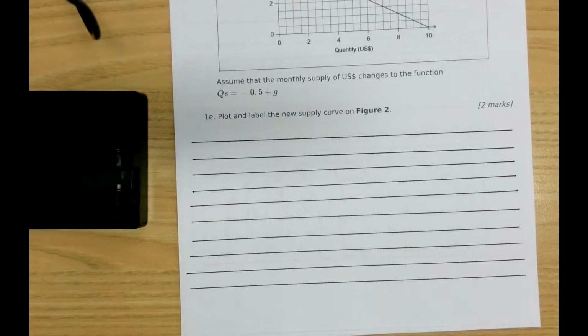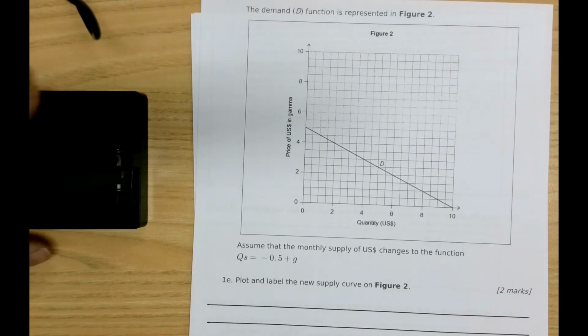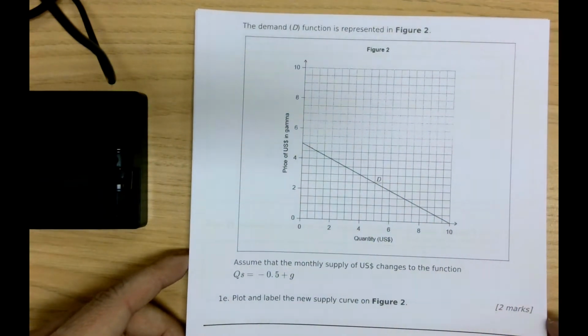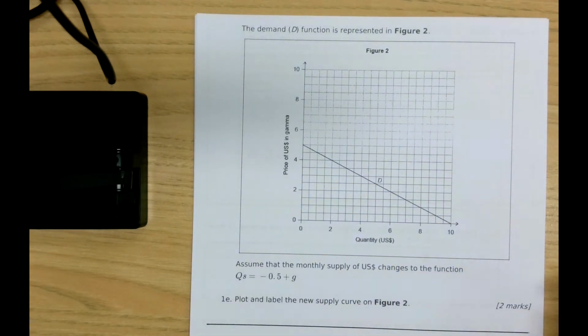I have. Right, now, just changing up the stuff here. Okay, so let's make sure you can see this. All right, so the demand function here is represented in figure 2. Okay, that's the demand for gamma. Assume that the monthly supply of USD changes to the function QS equals minus a half plus G. All right, plot and label the new supply curve.